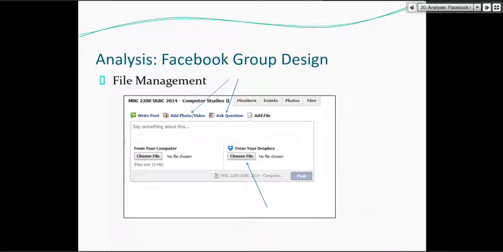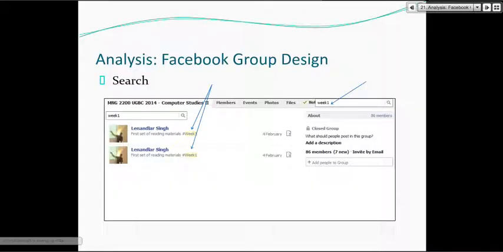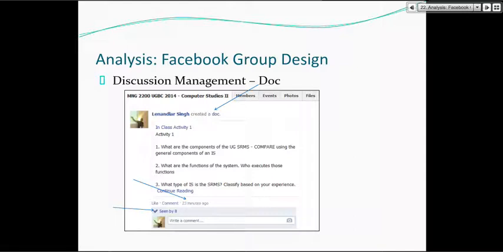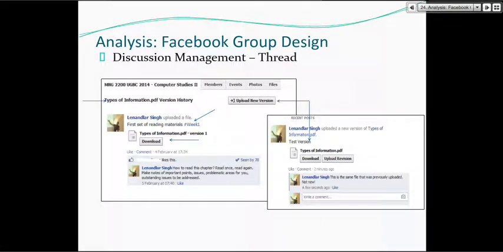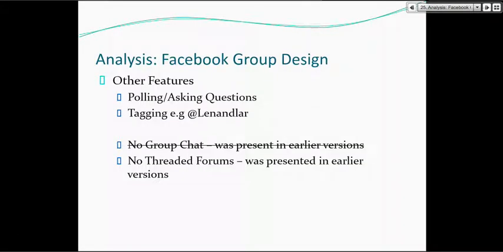And of course, there are ways you can do file management, and lots of other different things you can actually do. You can create a doc, so you can do some collaborative writing. The doc is useful. Sometimes I use it to share assignments and things like that. Of course, you can do discussions, but the threads are not so great, so that's one limitation. There is a group chat now.